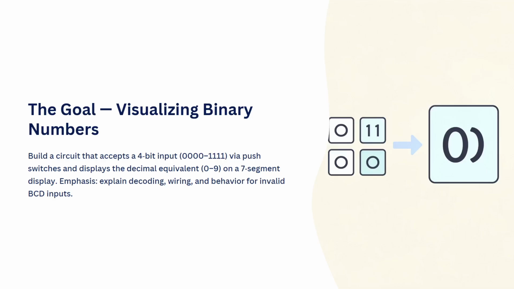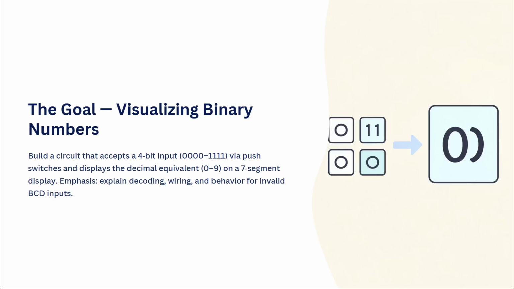Another important part of this project is understanding how the circuit behaves with invalid input. This project focuses on three main things: decoding binary numbers, proper wiring of the components, and understanding the circuit behavior. That's all for mine.